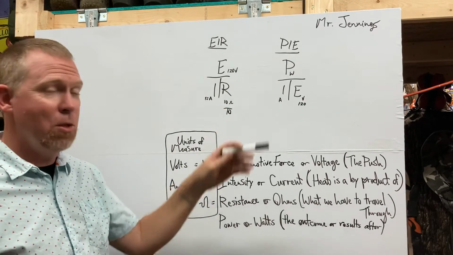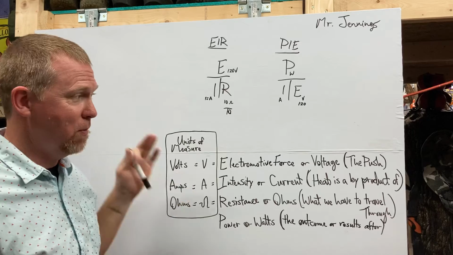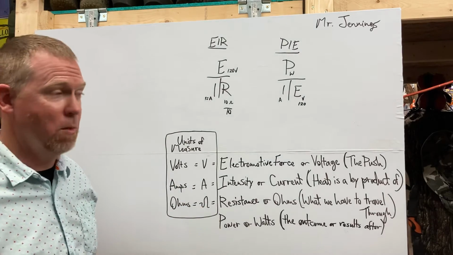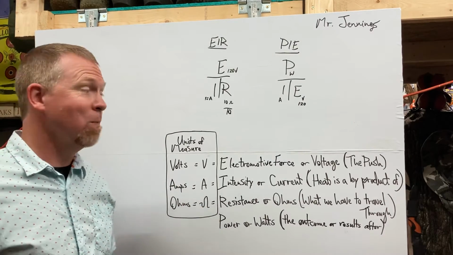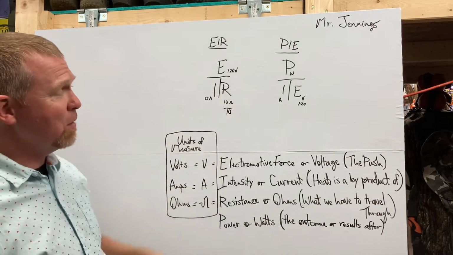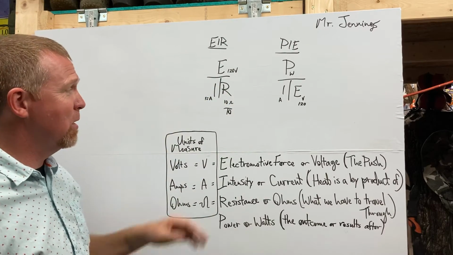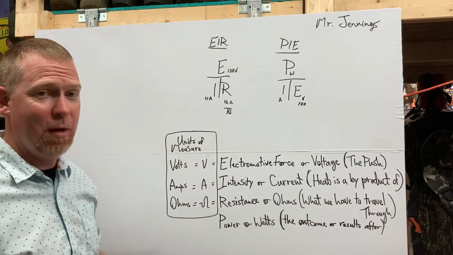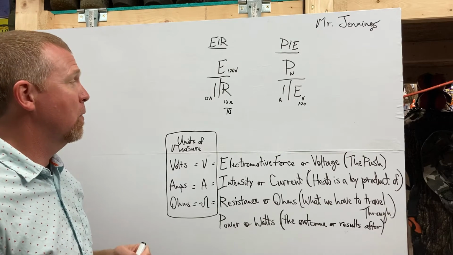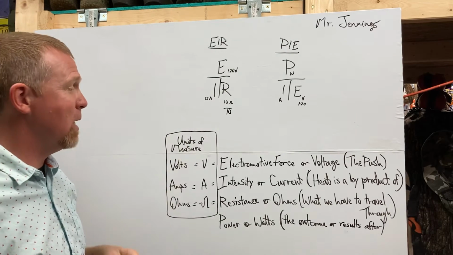Now, again, excuse my handwriting, it's a little small. I'm trying to fit a lot of information on a small board, and this is just a video. But if we take the voltage divided by the resistance, 120 divided by 10 ohms of resistance, we get 12 amps.